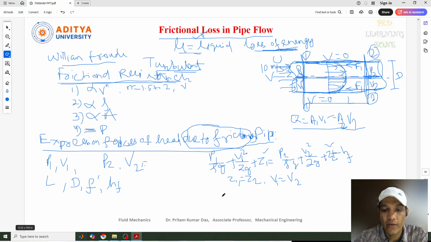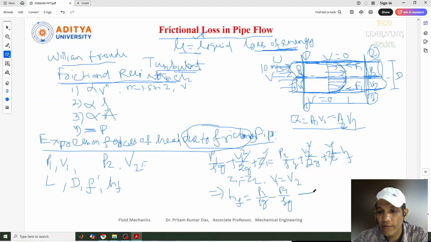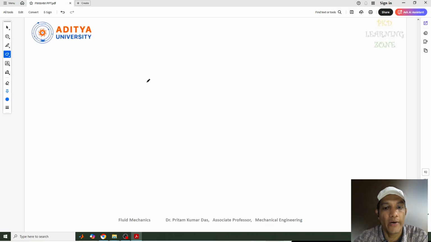Now by applying this, finally what we are going to get: this is gone, this is also gone, this part also gone, because these are all constant values. So we can now write HF equal to P1 by rho g minus P2 by rho g. Let's mark this equation 2, and the earlier one equation 1. I hope you understood till now.